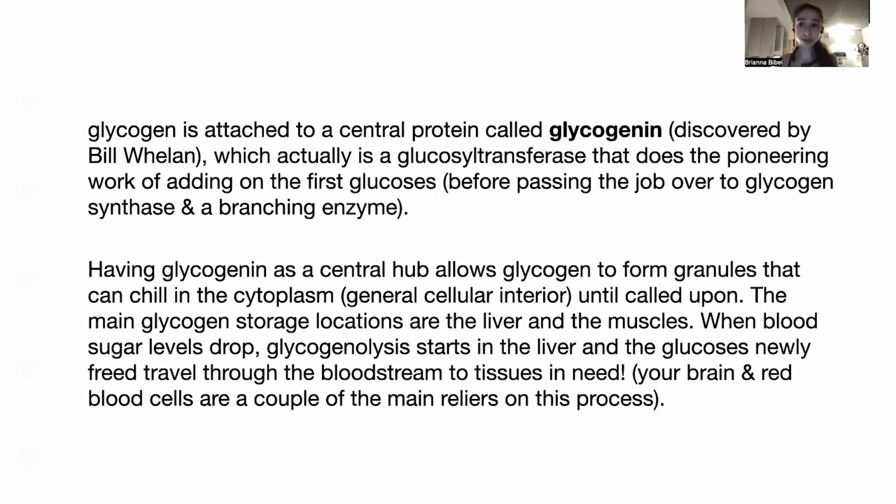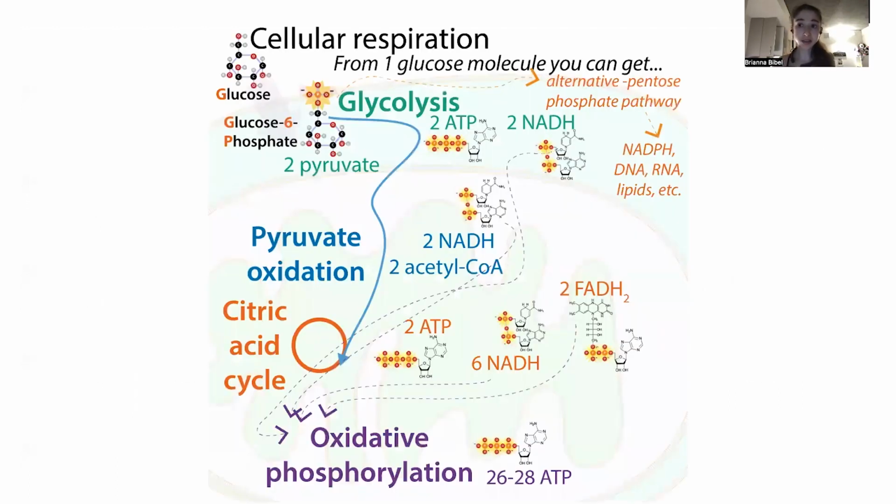The main place you'll find glycogen is in your liver and your muscles. And then what happens is when your blood sugar drops, this process called glycogenolysis starts. So glycogen is what we talked about, and then lysis is like breaking. This starts in your liver, and the newly freed glucoses are going to travel through your bloodstream to the cells in need, such as your brain and your red blood cells, which are a couple of the main reliers on this. And then glucose can serve as this source of energy that our bodies can break down and use.